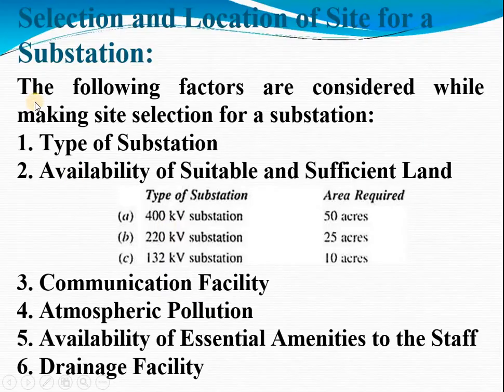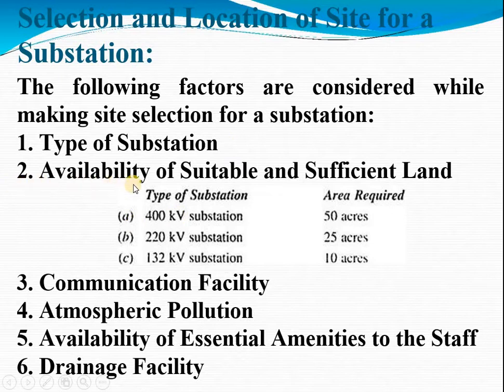Before that, we have to select the location of a site for a substation. Which factors do we have to consider? Let's say we have to consider the type of substation first. So among the classification which we have seen earlier, we have to identify which type to set up or install. How are we going to identify the type of substation? It depends on the need of the substation at a particular area or region.